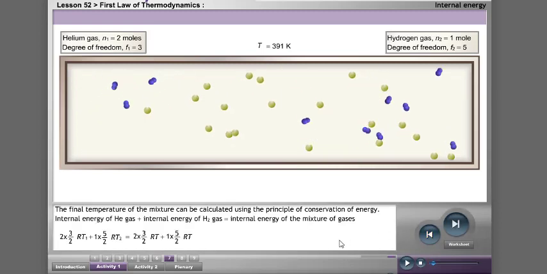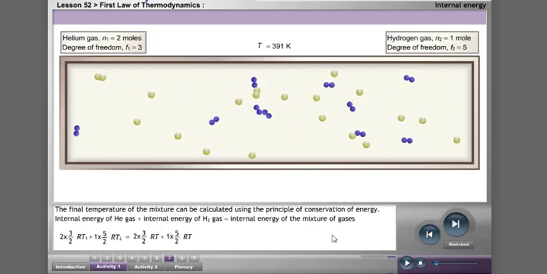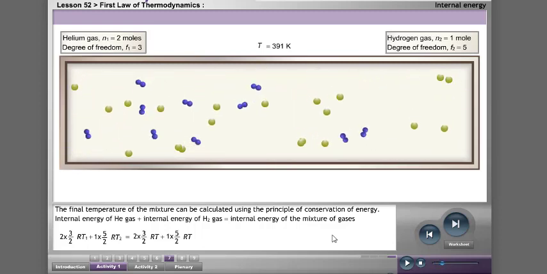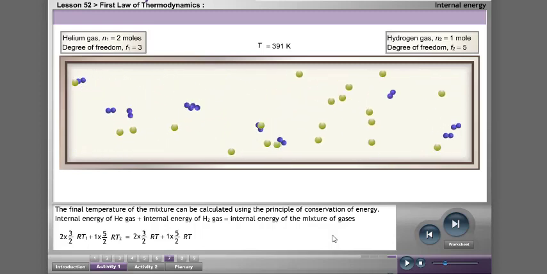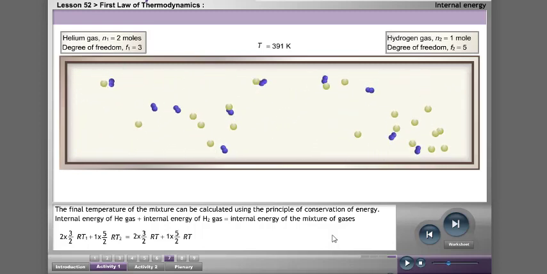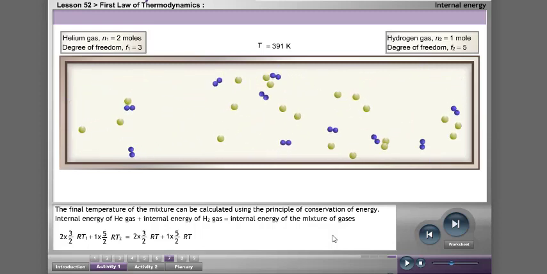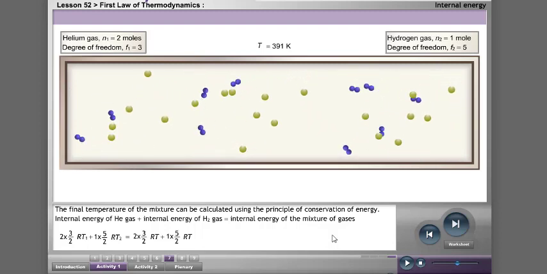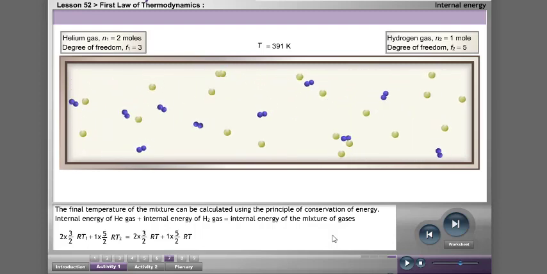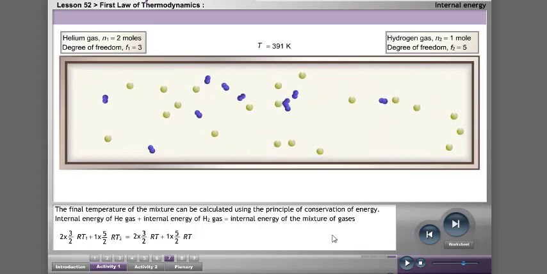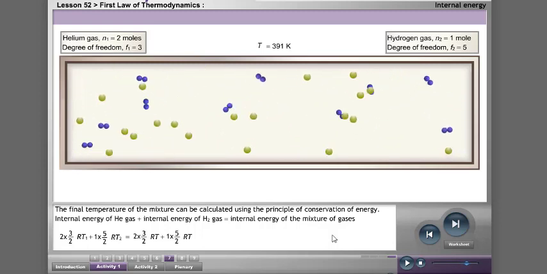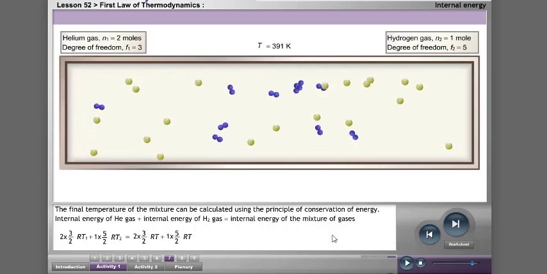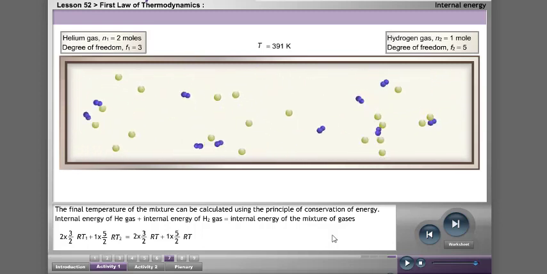The final temperature of the mixture can be calculated using the principle of conservation of energy. Internal energy of helium gas plus internal energy of hydrogen gas equals internal energy of the mixture of gases, which implies 2 times 3 over 2 times RT1 plus 1 times 5 over 2 times RT2 equals 2 times 3 over 2 times RT plus 1 times 5 over 2 times RT.